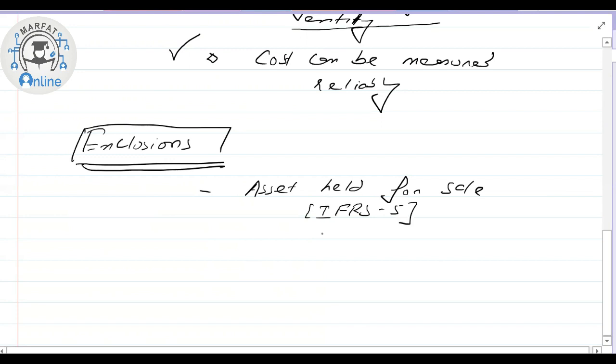So for example, you have machinery which you were using for the business. At that point it was in IAS-16. But now you have taken the decision to sell it, so it should now be transferred to IFRS 5, which is held for sale.